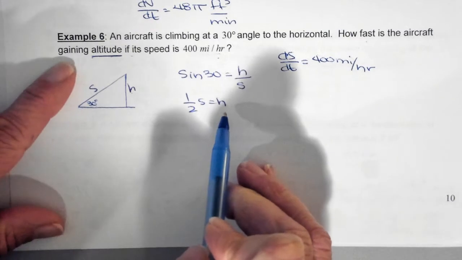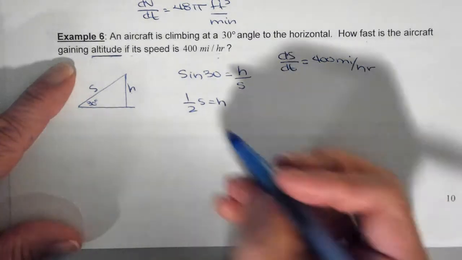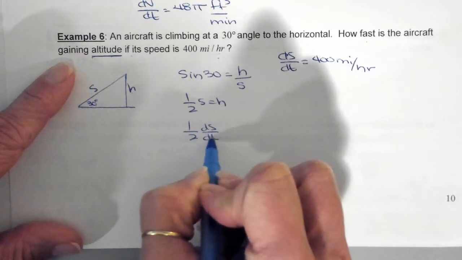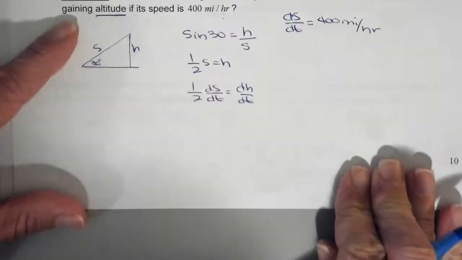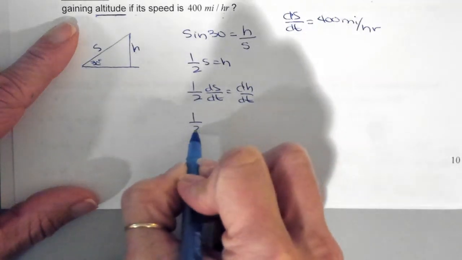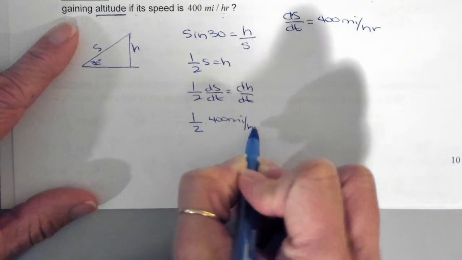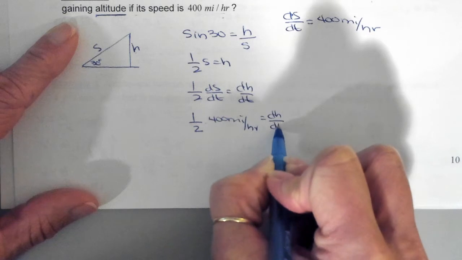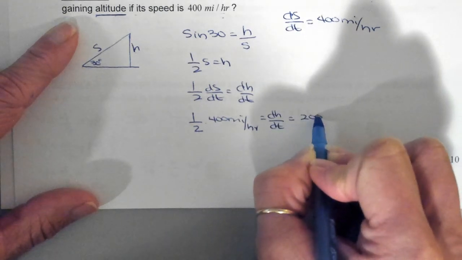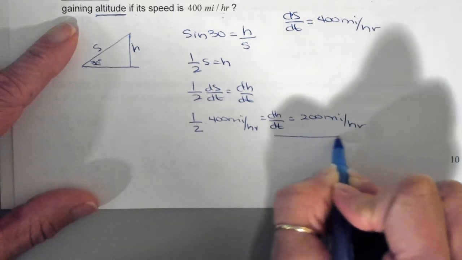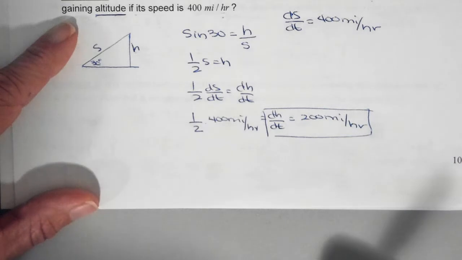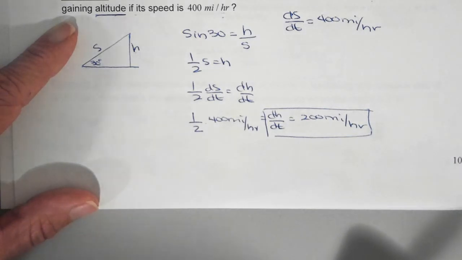So if we want to know the rate at which this aircraft is gaining altitude, we have to take the derivative. So this is 1/2 ds/dt, which I know we have, is equal to dh/dt. Put all the hard problems in the front. Okay? 1/2 times 400 miles per hour is equal to dh/dt. What is dh/dt? 200 miles per hour. Okay, questions? Yes? Is the S and the ds/dt speed? Yes. Anything else? Okay.